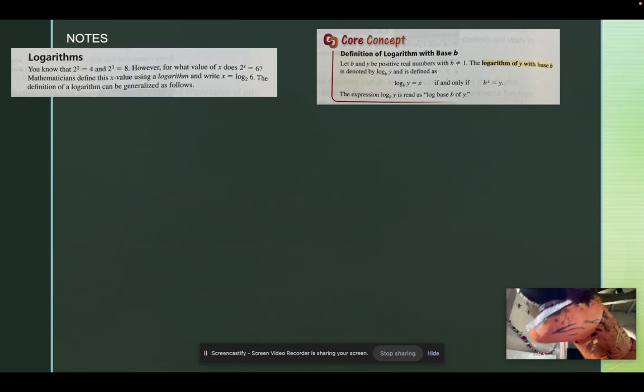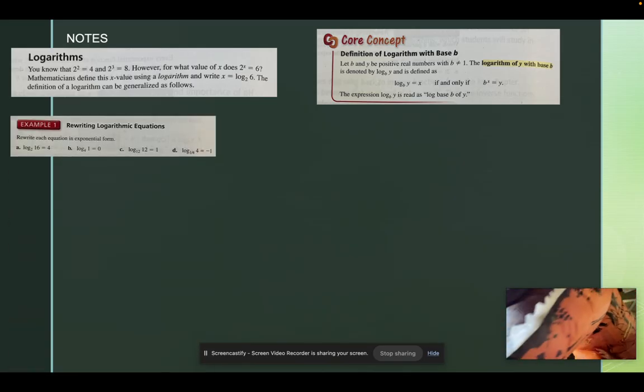So here's a little definition for you. B to the power of x equals y if and only if log base b of y equals x. So notice this conversion here, and notice how I read it too, right? We'd say log base b of y. Okay, and so there you can see we have a couple of examples.